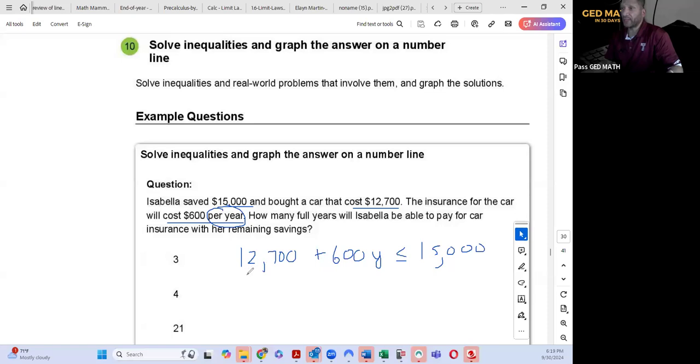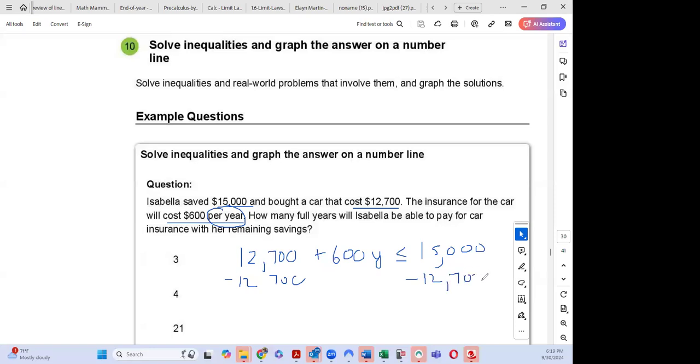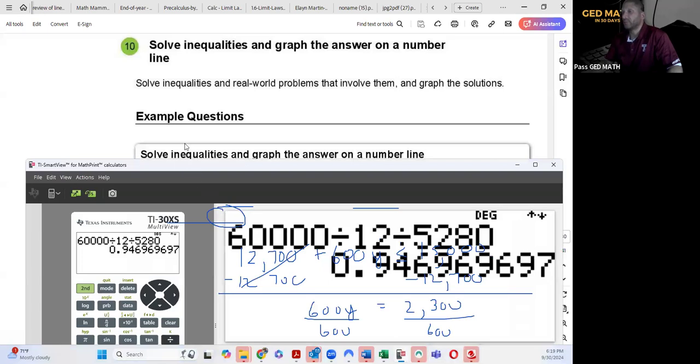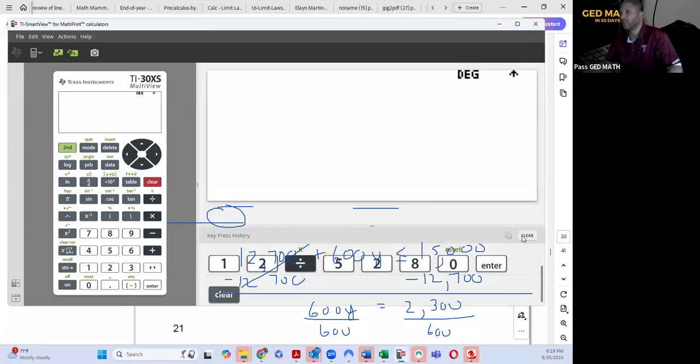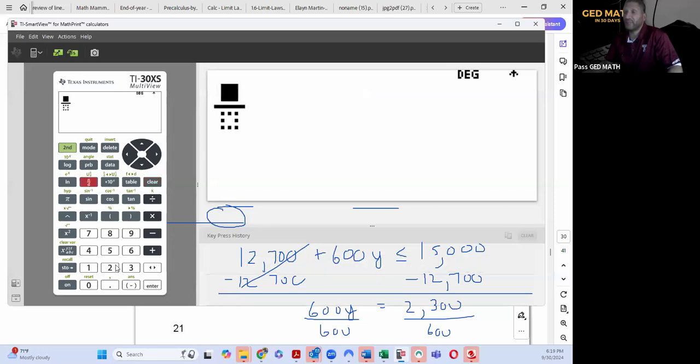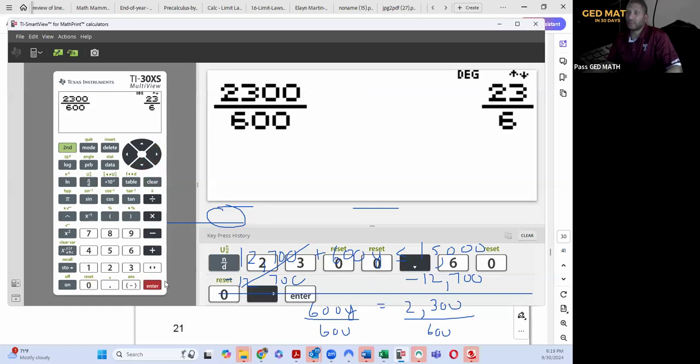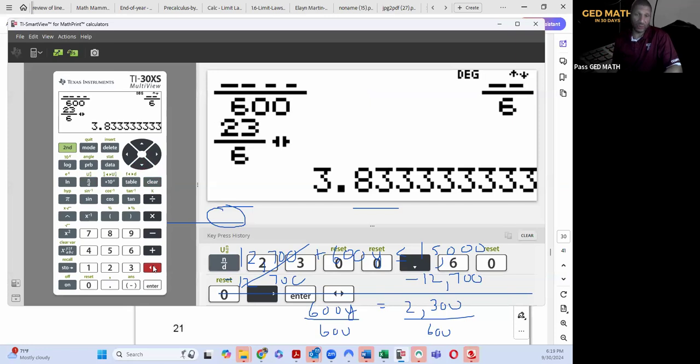So you would subtract 12,700 first. They cancel. You get 600Y less than or equal to 2,300. To get Y by itself, we divide by 600. Let's grab our calculator to make sure we are accurate. 2,300 divided by 600. We get 23 over 6. We want to see that as a decimal, so we get 3.8.